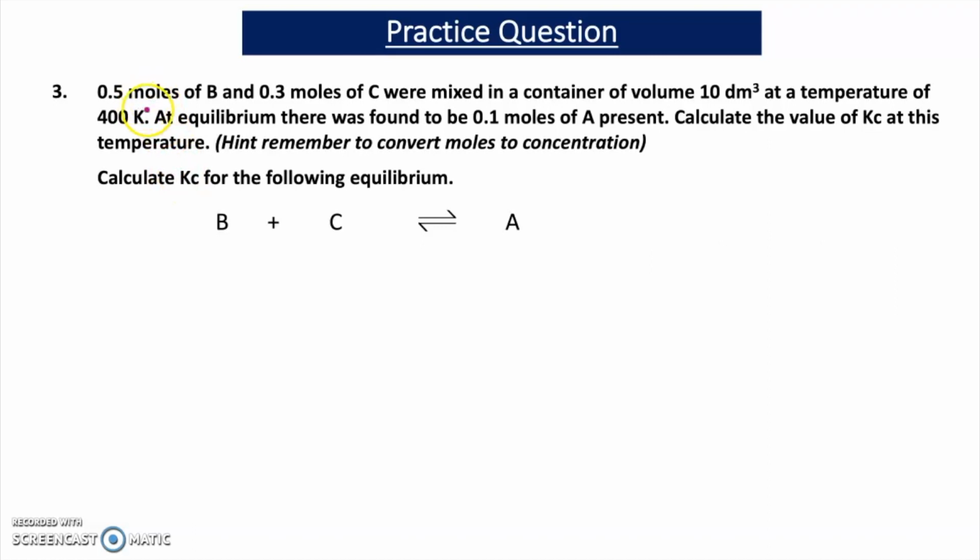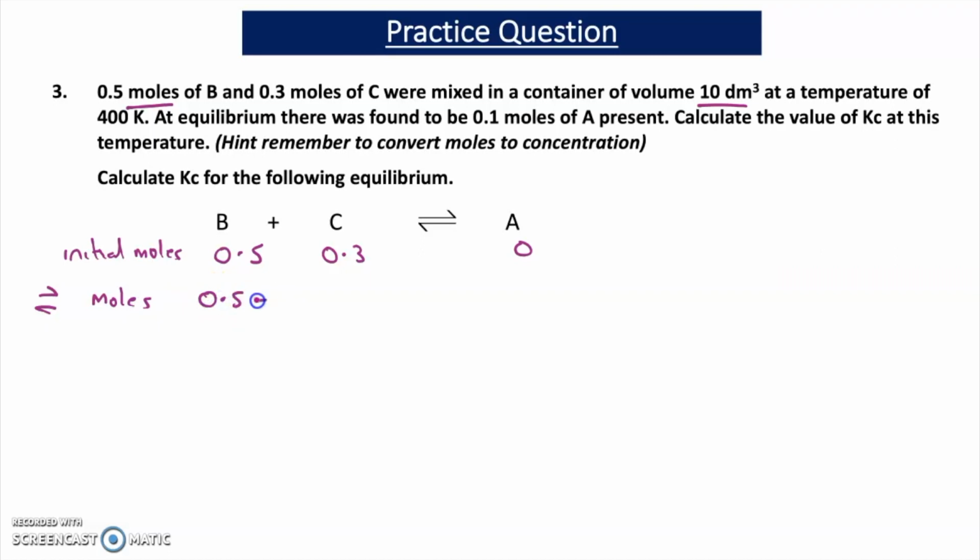Now in this question we have B reacting with C to form A, and they tell you the initial number of moles of B and C. So we know that there's 0.5 moles of B and 0.3 moles of C, and we know that there's a volume of 10 dm cubed here, which I'm going to use later. So I'm going to write in the initial number of moles here. So we have 0.5 moles of B and 0.3 moles of C, and we have 0 of A at the start. There's no A formed.